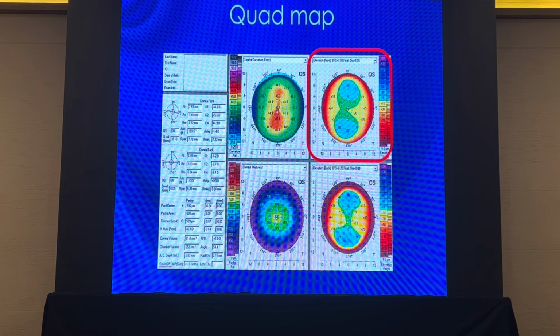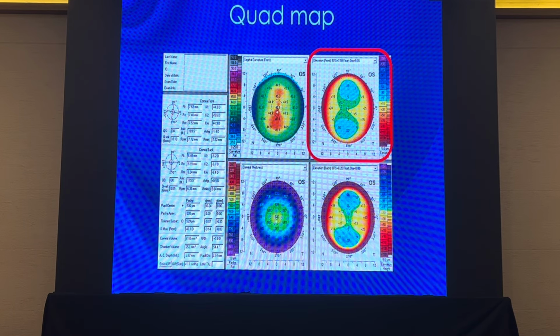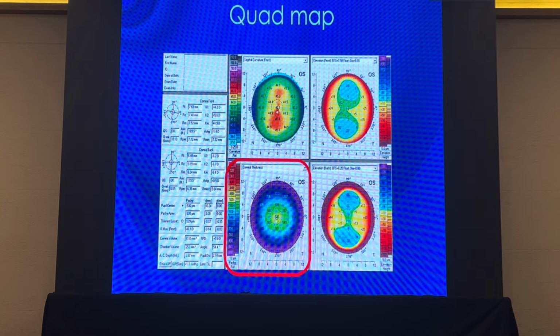So firstly, we need to look at the data: K1, K2, astigmatism, the K max, that is the maximum keratometry value, and then you look at the 4 maps. The first one that you see is just like any topography machine, the anterior curvature map.